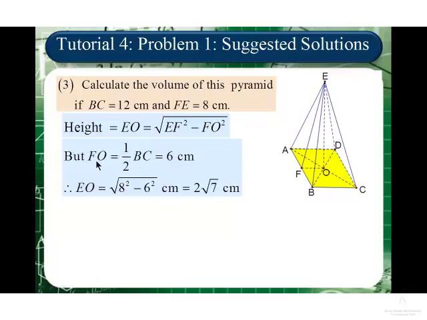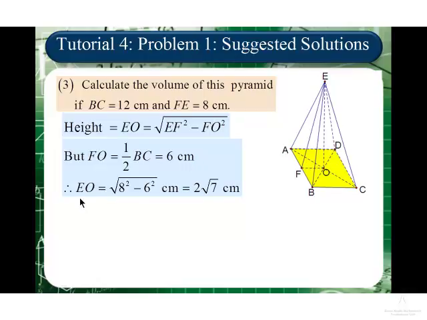In this case, FO of course is just half times the side length BC, because we have a square side, and from the properties of a square we know that FO will be just half the distance of BC, for example. And that is because F is the midpoint of AB, and we know that the diagonals for a square also intersect at the center point for that particular square. So FO then is half of BC, which gives us 6 centimeters, since BC is 12 centimeters.